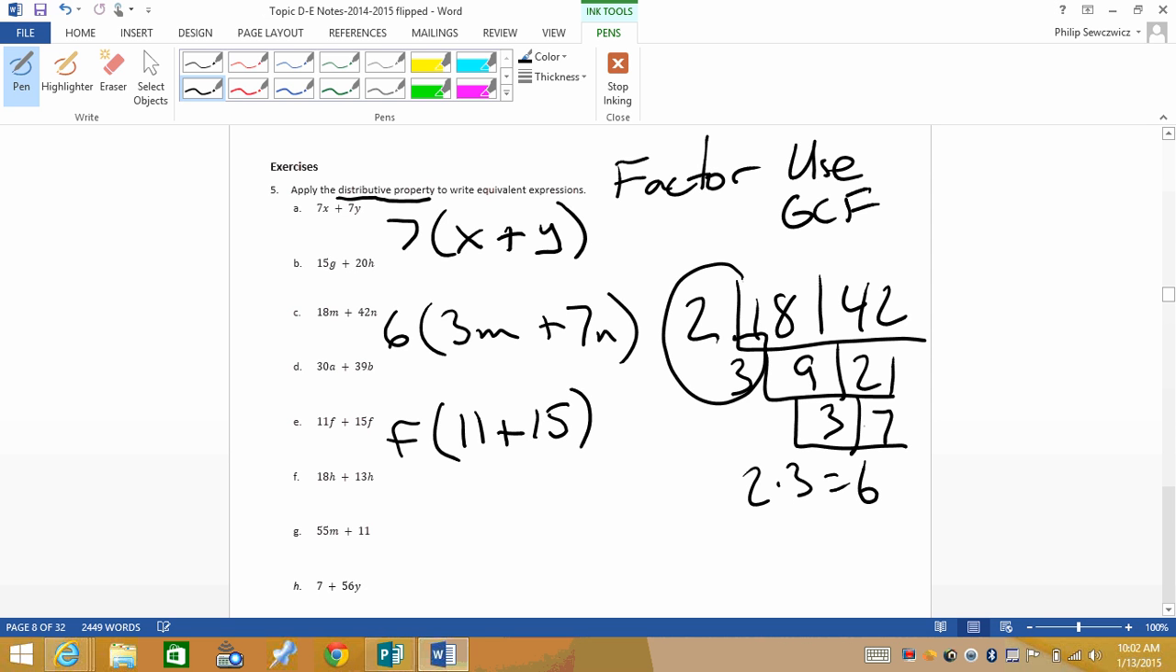All right. Let's take a peek and go to letter G. Who's in common? 55 and 11. The greatest common factor is? Yeah, 11. All right. So 11 times what is 55m? We say 5m. And 11 times what is 11? Well, it is 1. So we have to make sure we have the 1 that's there. It's kind of like a placeholder. And there we go. There is our answer.